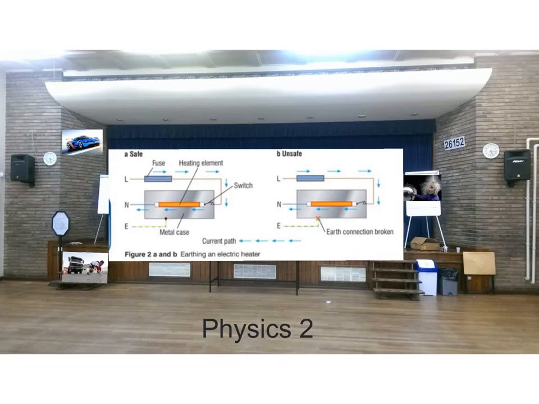The power supplied to a device is the energy transferred to it each second. Electrical power supplied in watts is equal to the current in amps multiplied by the potential difference in volts. The correct rating in amps for a fuse is equal to the electrical power in watts divided by the potential difference in volts.